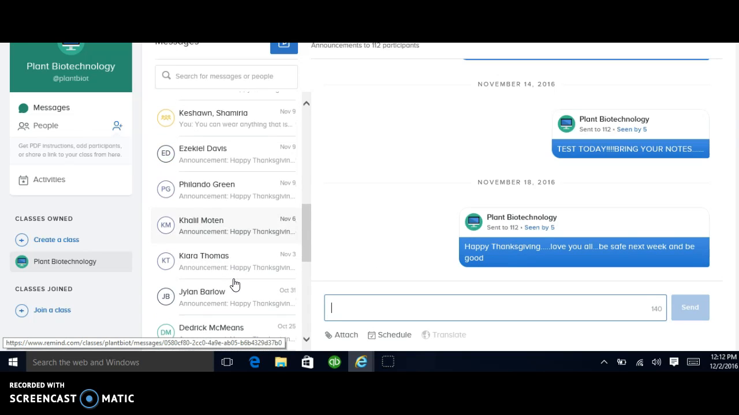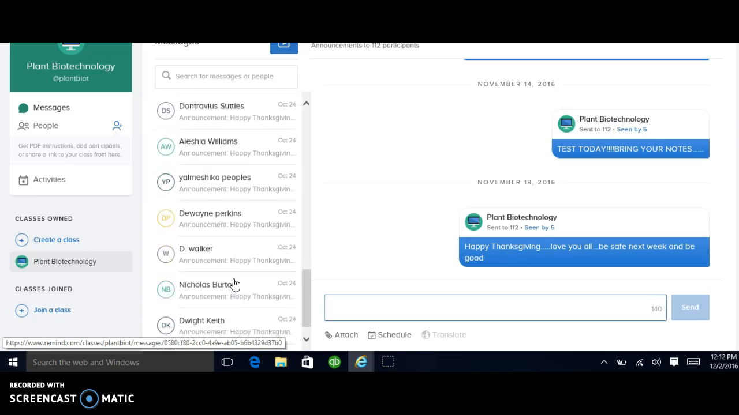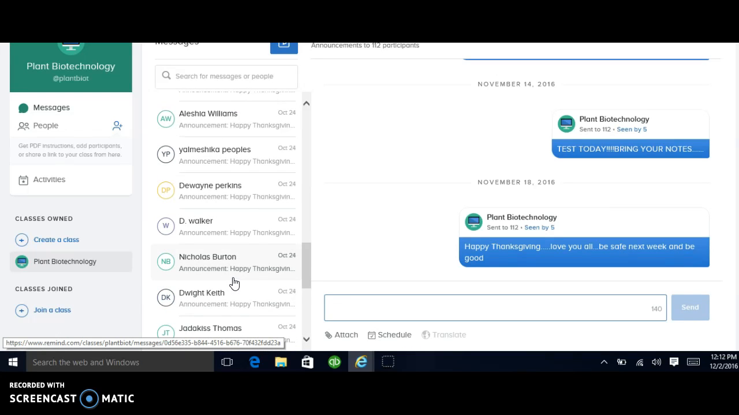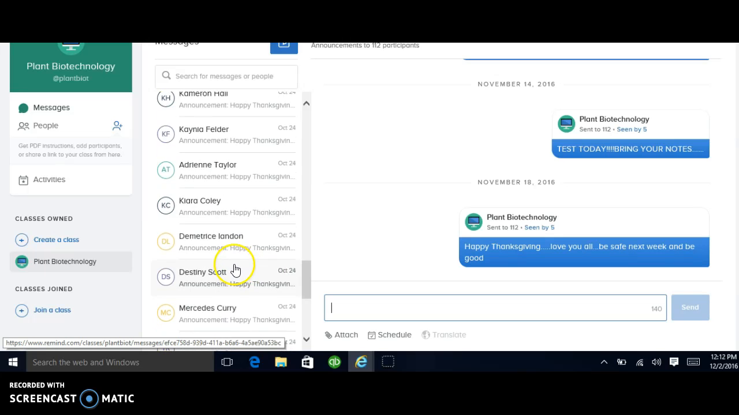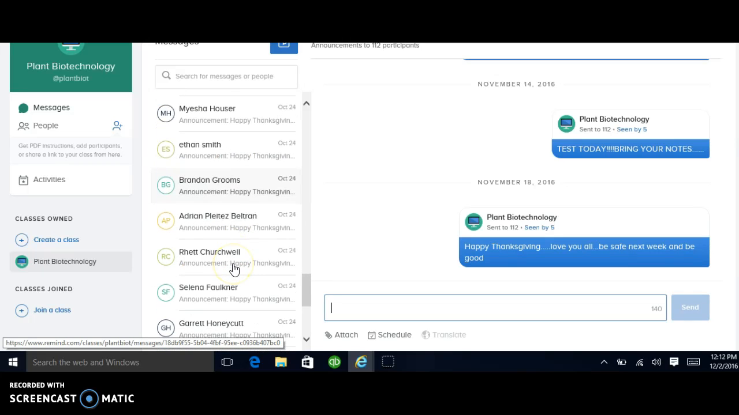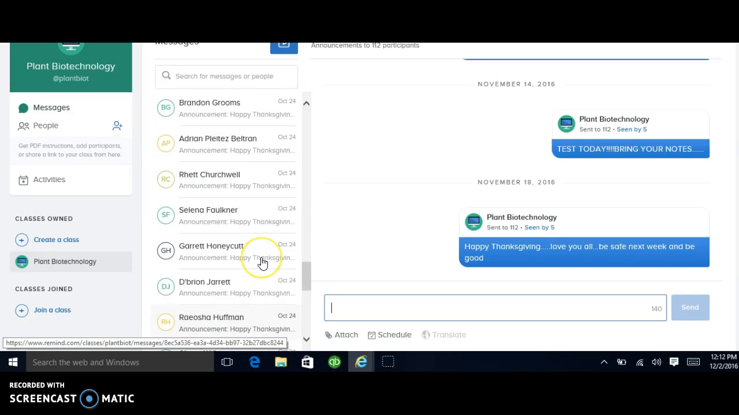Also, when I take my field trips, I'm able to send them a remind the night before so that they will arrive on time, or else they will get left. So this is how I mastered this standard.